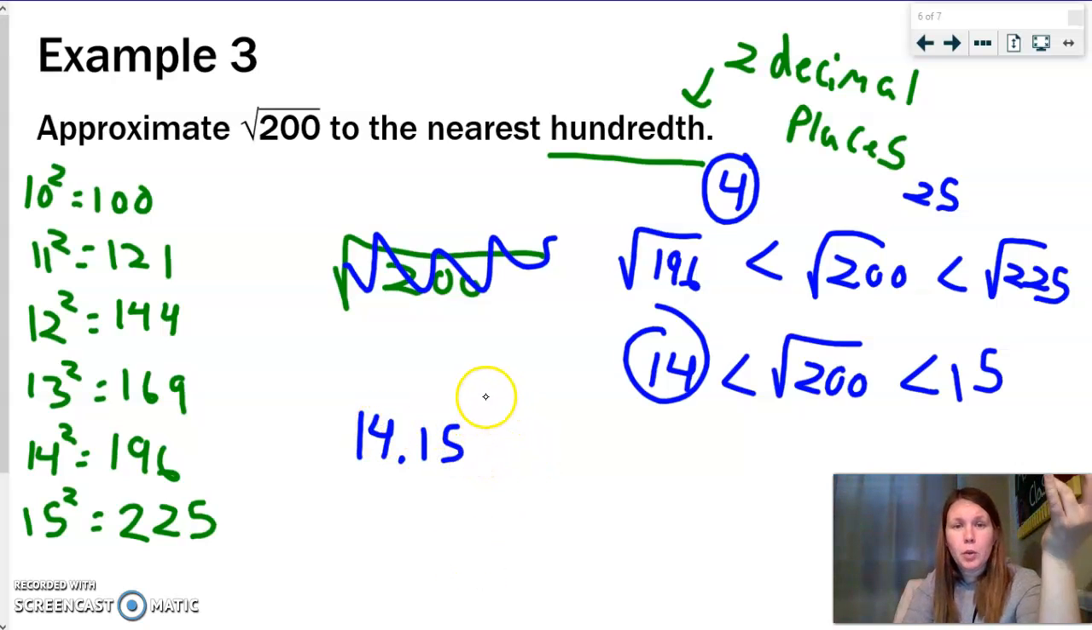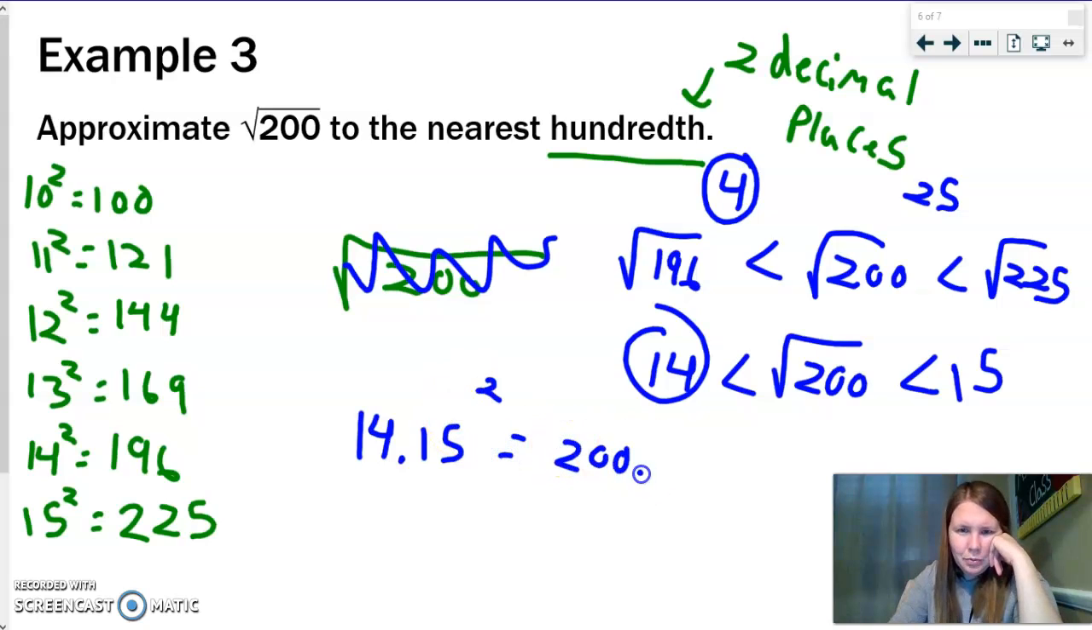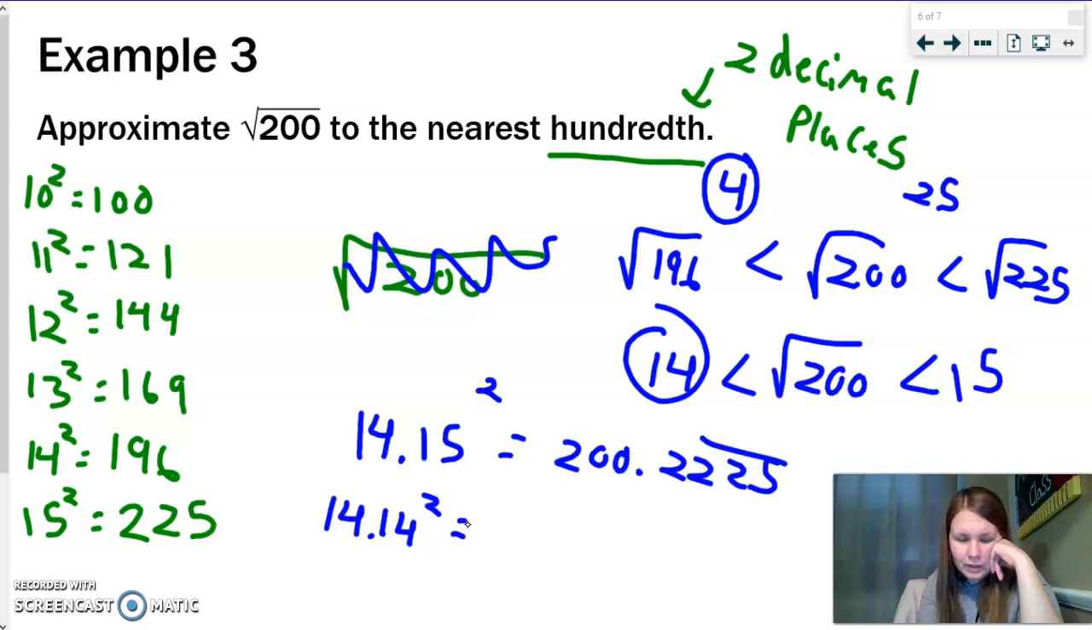If I did 14.15 squared, meaning I multiplied it by itself, so 14.15 times 14.15, wow, I actually got pretty close on that guess. It was 200.2225. I wonder if we can get closer though. What if I did 14.14 squared? Is that going to be actually closer to 200? Oh, this one gives me 199.9396.